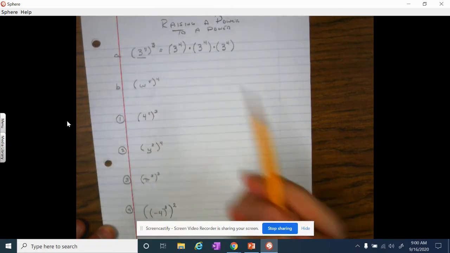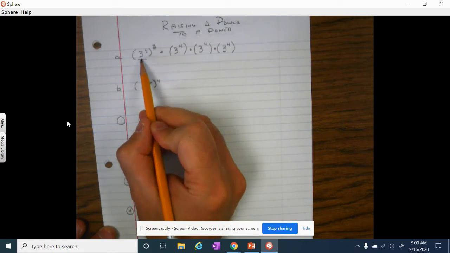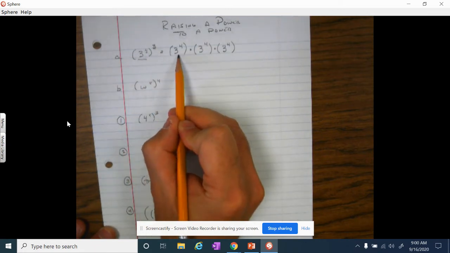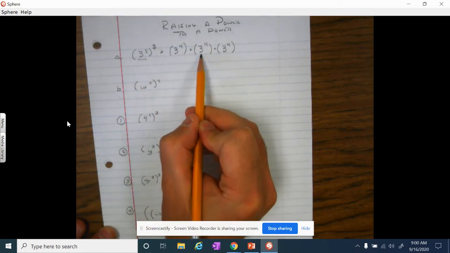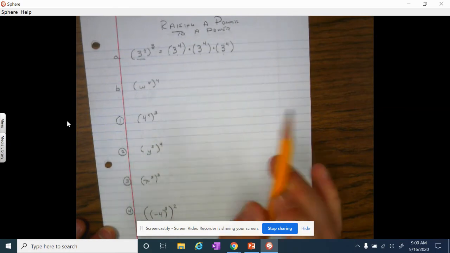Look carefully to see why that works. This is 3 to the 4th. And it says I have 3 of those. So I have 1 3 to the 4th. I have 2 3 to the 4th. I have 3 3 to the 4th. So I'll even go a step further.